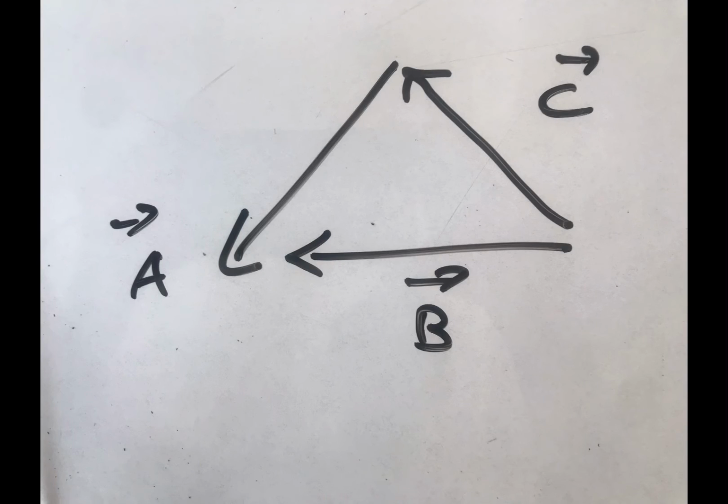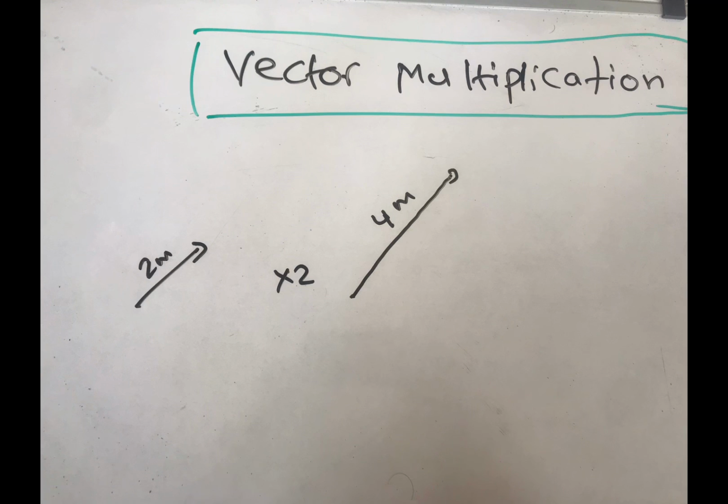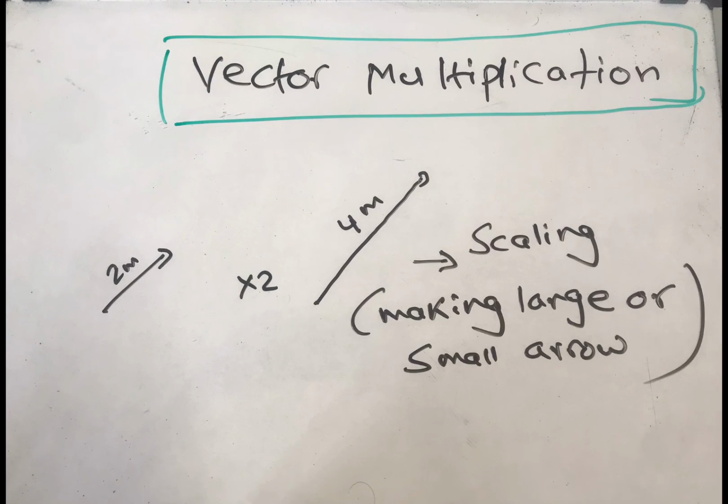Let's take 3 arrows A, B, C, which are vector a, vector b, vector c respectively. We remove vector b, that is vector subtraction, my friend. If we multiply a 2 meter vector with 2, it gives a 4 meter vector, which we call scaling of a vector. Scaling is making a large or small arrow, which is vector multiplication.